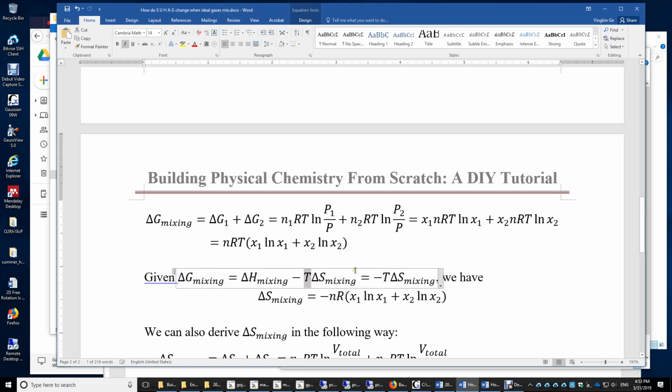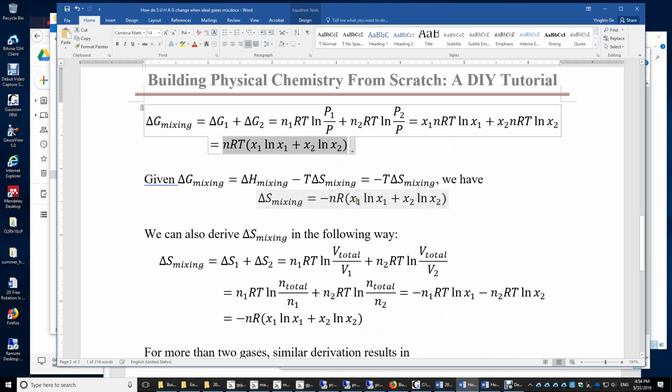And given delta G mixing equals delta H mixing minus T delta S mixing at the constant temperature, and with delta H mixing equals 0, we have delta S mixing equals delta G mixing divided by negative T. Therefore, delta S mixing is simply this expression divided by negative T, which is negative nR times the sum of x1 ln x1 plus x2 ln x2.